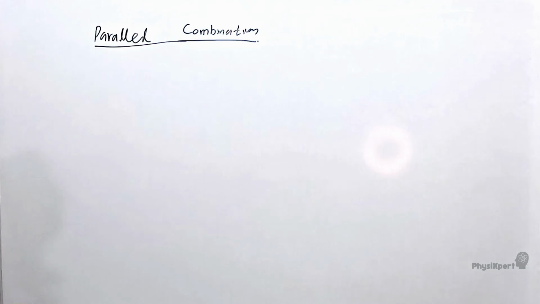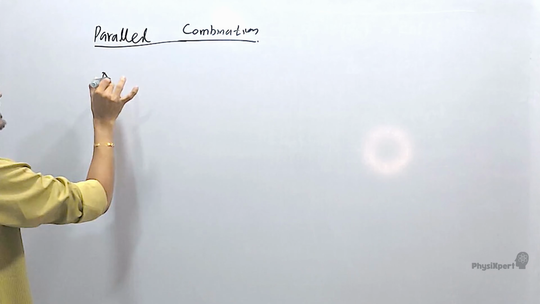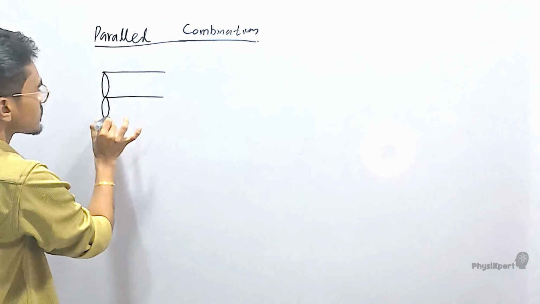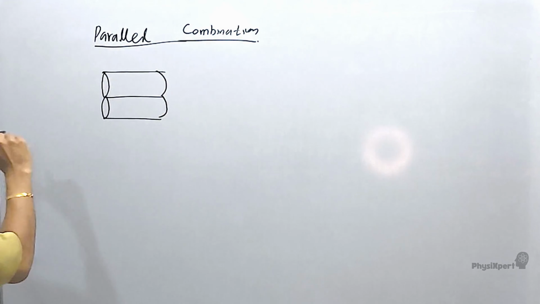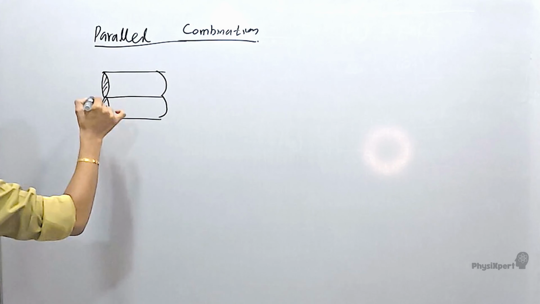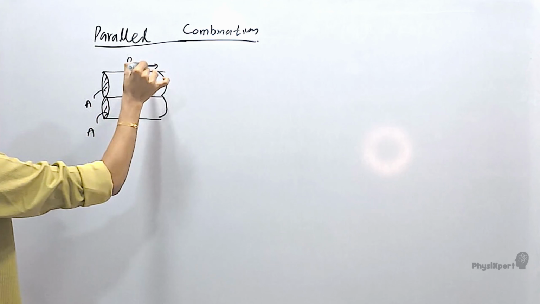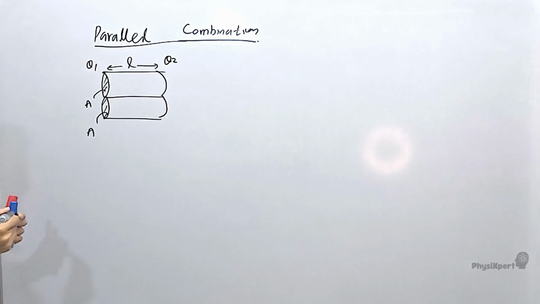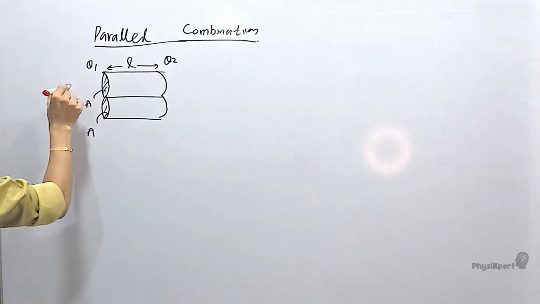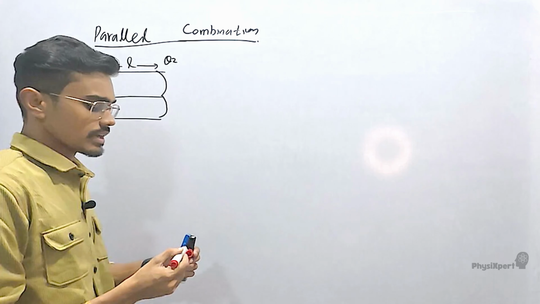Parallel combination, right? Now in parallel combination, let's consider two rods which are in parallel combination like this, and the area is A of each and length is L, right? Say temperature difference is theta 1 and theta 2, and the system carries a heat flow of Q over T, right?